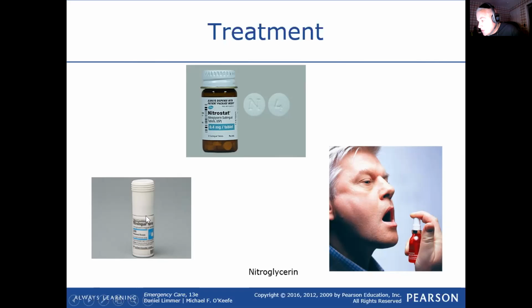This is the most expensive way, where it's in a spray. This is like $250, $300. These sprays. This is pennies.